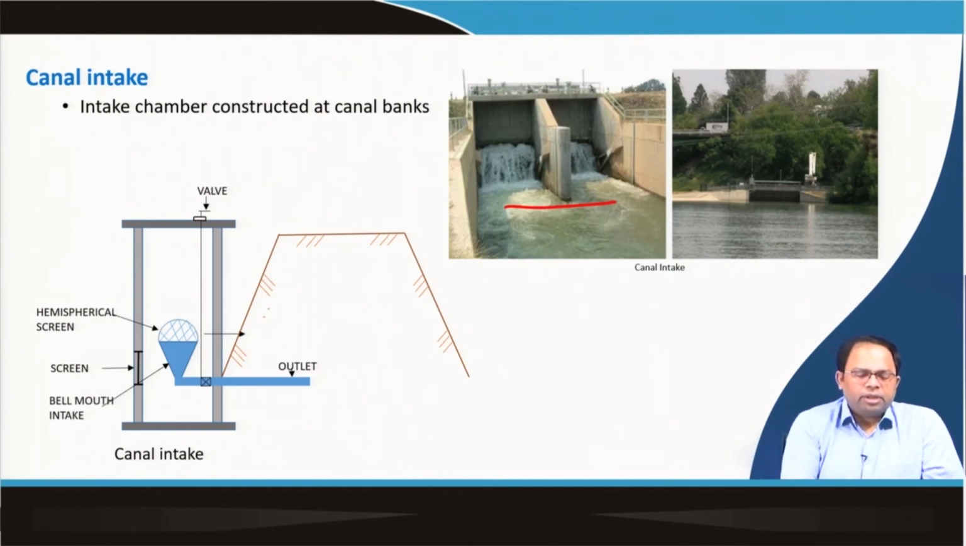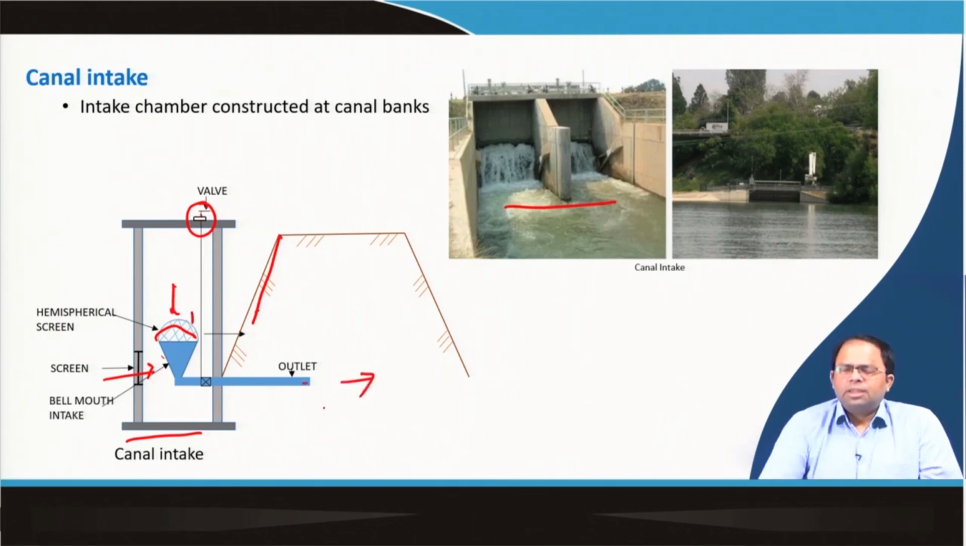Over here you can see this is the bank of the canal, and we can fit a structure like this, where we have a chamber, and then an inlet structure which can be controlled by a valve. This is a bell mouth covered with a screen, and water enters this structure, goes through the bell mouth, and is then transported to the treatment plant. So, these are simple structures that are used for drawing water from surface sources.